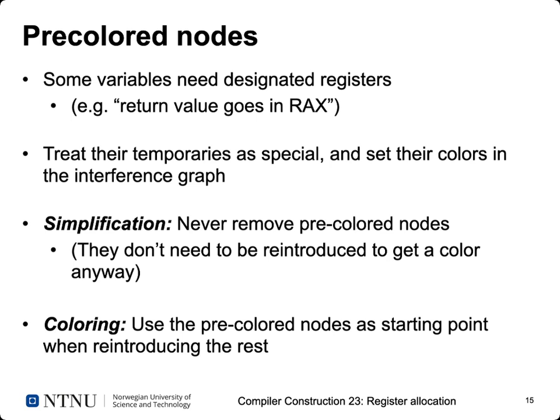Obviously, if you have too many pre-colored variables, then you'd have a conflict, but usually the number of variables you'd have to pre-color is relatively low. And then when doing coloring, you use these pre-colored nodes, which indicate that they have to use a special register, as a starting point when reintroducing the rest of the nodes and assigning them their separate colors.